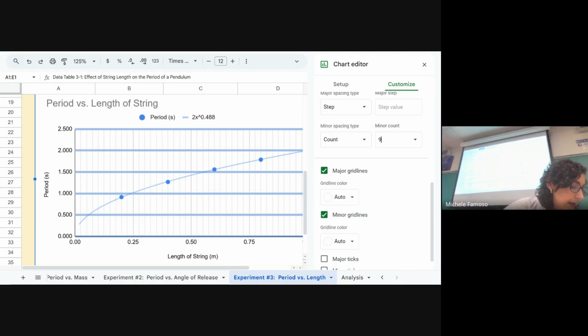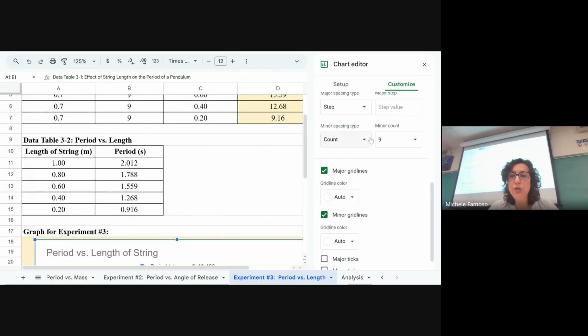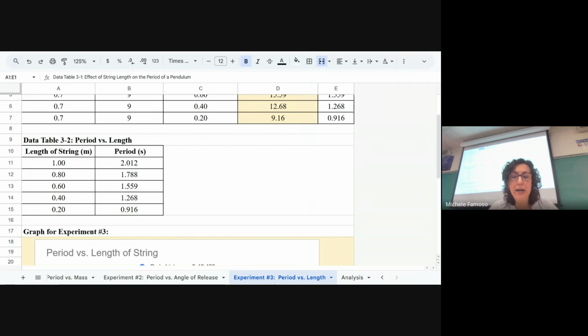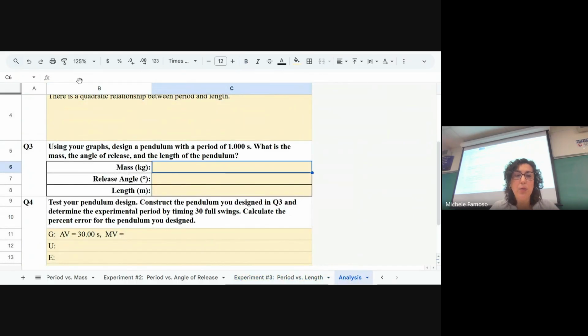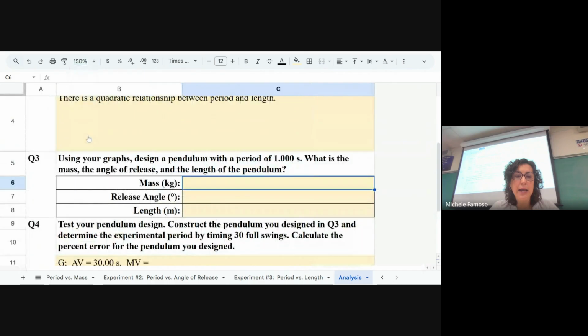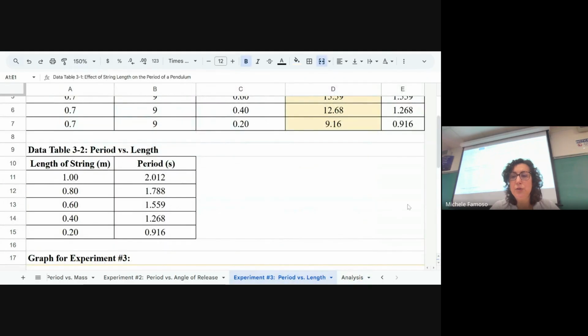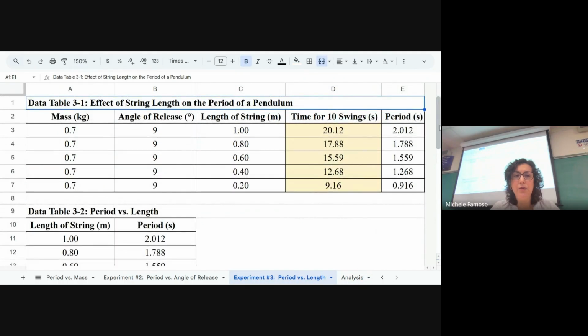Based on my calculations, mine's about 0.2375 meters, but I can't go that precise, but that's okay. Once that has been modified, I can then come over to the analysis and try to type in the parameters that I want for a mass, an angle, and a length. For the mass and angle, I have to go back to my first data table for this experiment, experiment 3, and read off what mass and what angle I used. So I'm going to use the same values.